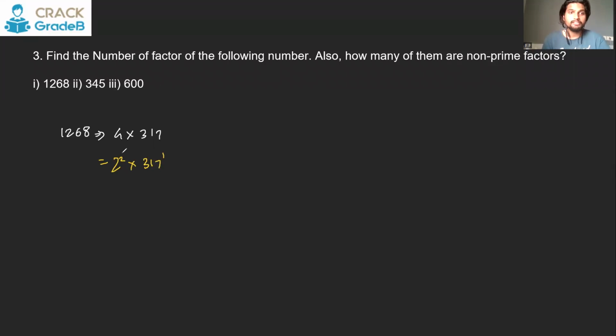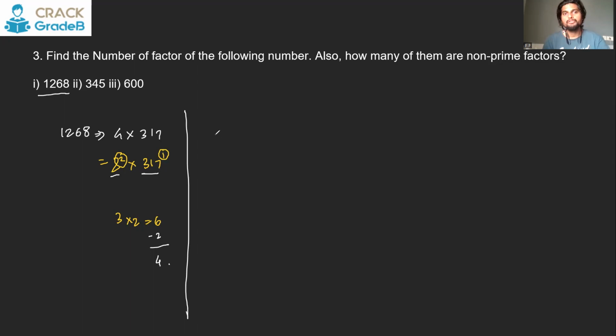We have to find the number of factors. So you have to increase this by 1 and this by 1. So this 2 becomes 3, this 1 becomes 2. There will be a total of 6 factors. Out of which how many are non-prime? There will be 2 prime factors, 2 and 317. If you subtract the prime factors, the remaining will be non-prime factors. So there will be 4 non-prime factors of this number.